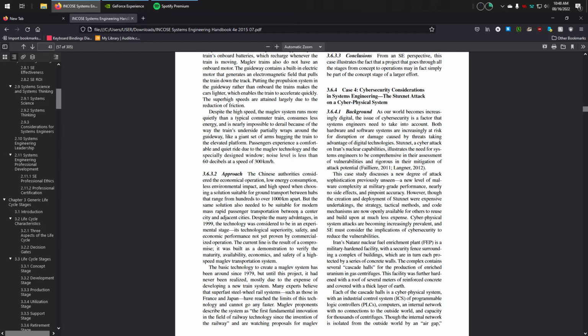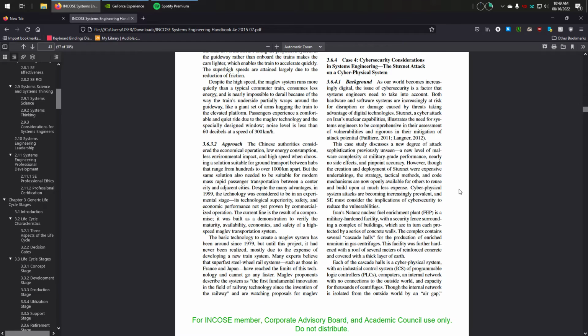However, though the creation and deployment of Stuxnet were expensive undertakings, the strategy, tactical methods, and code mechanisms are now openly available for others to reuse and build upon at much less expense. Cyber-physical systems attacks are becoming increasingly prevalent, and systems engineering must consider the implications of cybersecurity to reduce the vulnerabilities.